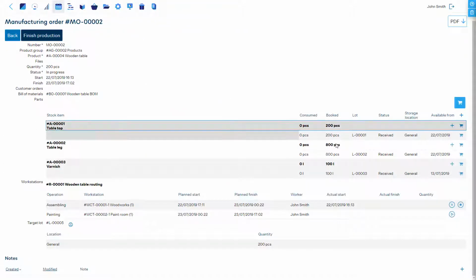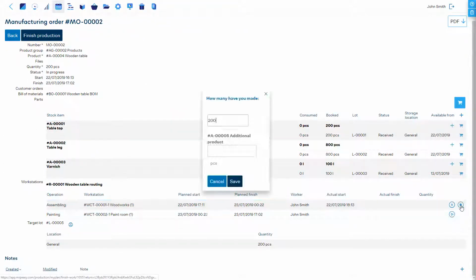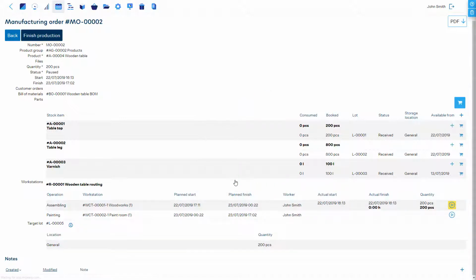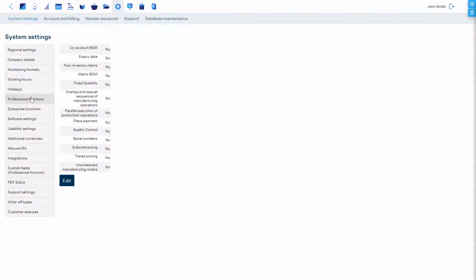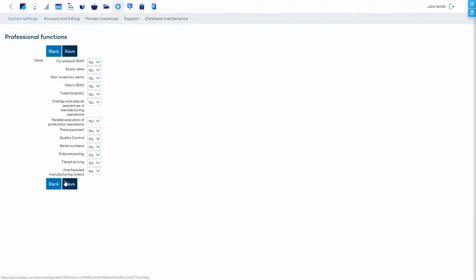Now, when the pause or finish button of an operation is clicked during reporting, then the software asks for the quantities of products. After saving, the additional products are counted into stock. The Co-product BOM function can be enabled at section Settings, System Settings, Professional Functions.